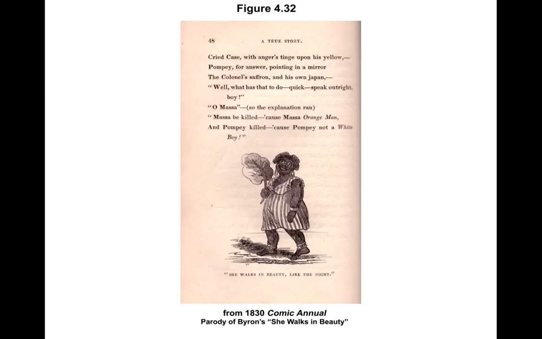So this is from a literary annual, the 1830 Comic Annual. It's a parody of Byron's poem "She Walks in Beauty Like the Night." This wasn't what Byron meant, but this is a play on what's called the African Hottentot woman, who had an accentuated bosom and an accentuated derriere, and she was brought back from Africa and displayed all around England as an anomaly in physicality.